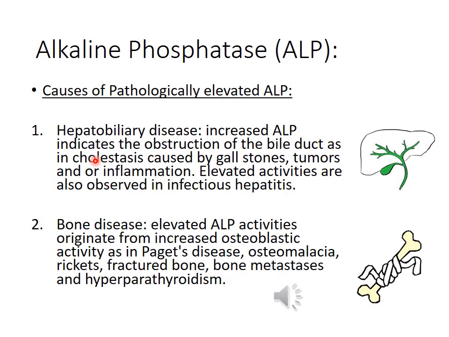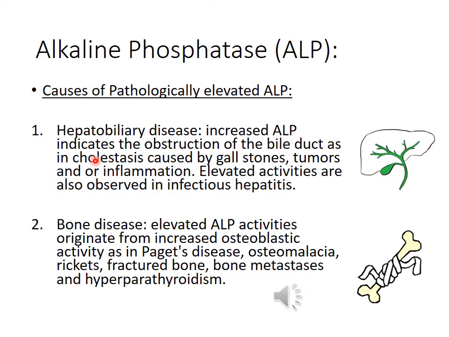Now let's discuss pathologic causes of high ALP. There are 2 main causes you have to remember: hepatobiliary disease and bone disease. What does hepatobiliary disease mean? Hepatobiliary disease means obstruction of the biliary system.